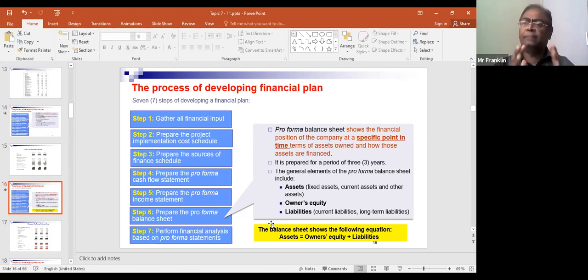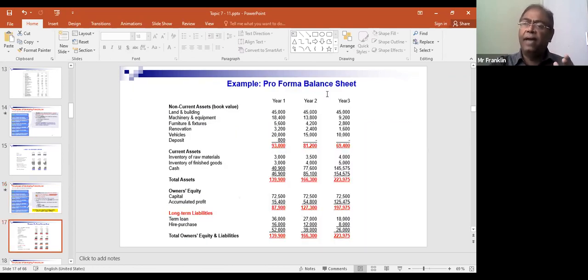All right, it's a snapshot. The formula is asset is equal to owner's equity plus liability. So we looked at the example of a pro forma balance sheet, where you have the current assets here, and then you have non-current assets and current. So you divide non-current and current.